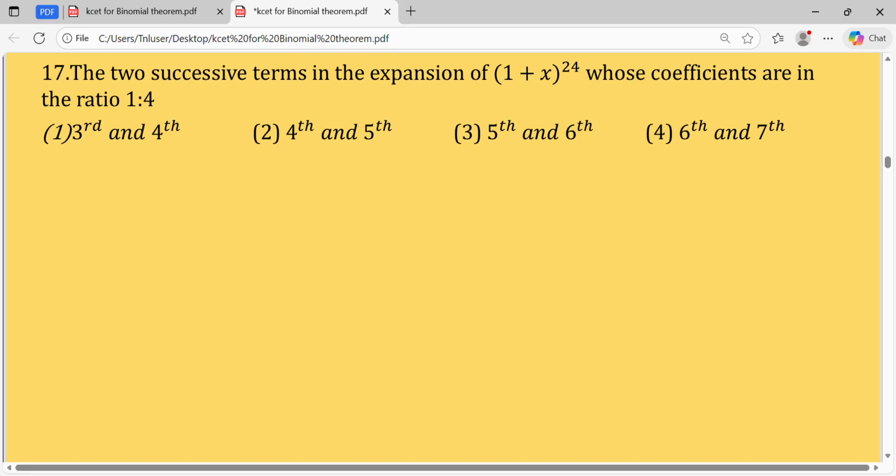Next question: two successive terms in this expansion whose coefficients are in the ratio 1:4. We want to find what the two terms are. Let us take the terms as r plus 1. Two successive terms means, for example, 4, 5, 6, 7 continuous terms. Take one term as tr plus 1 and the other term as tr plus 2. Their coefficient ratio is given.